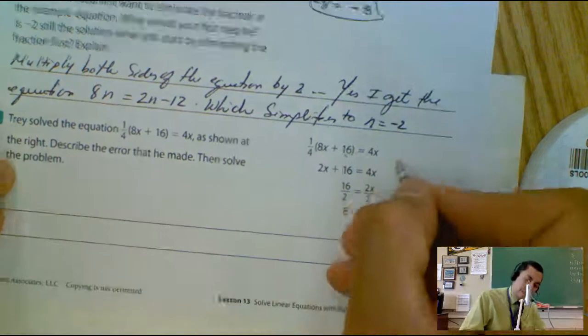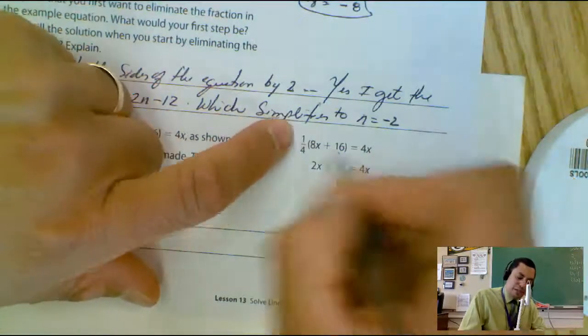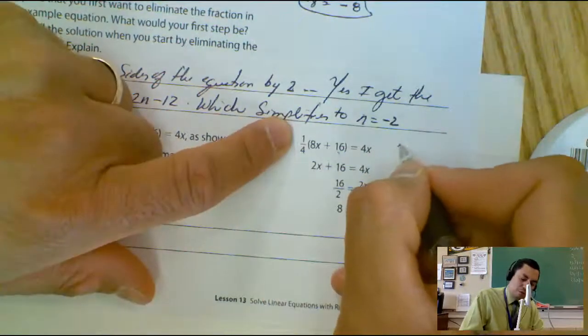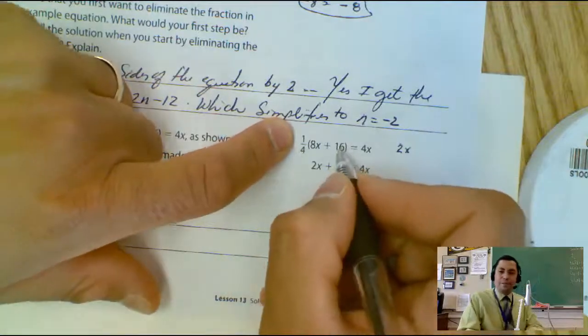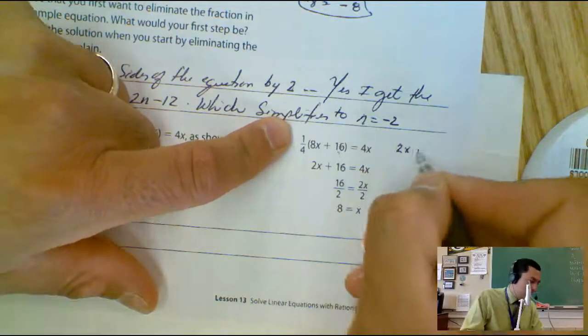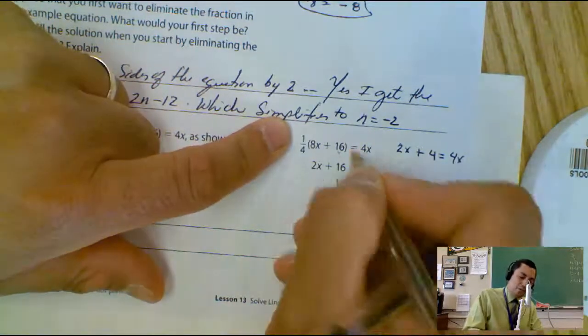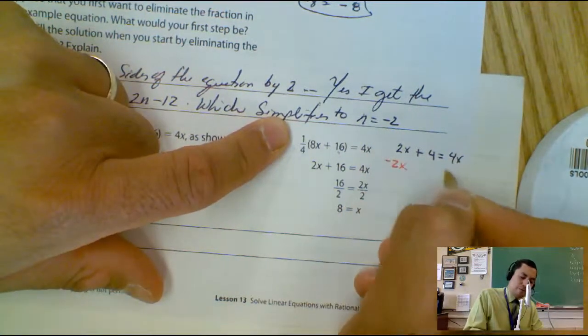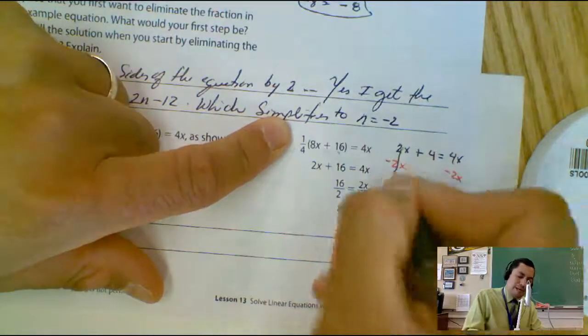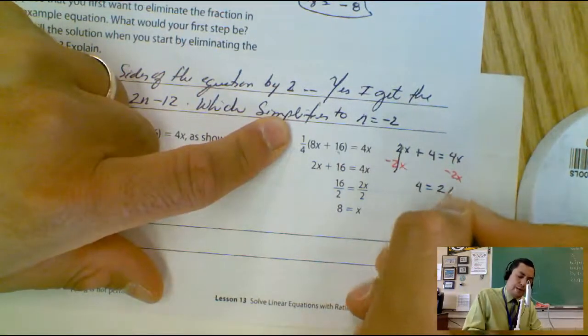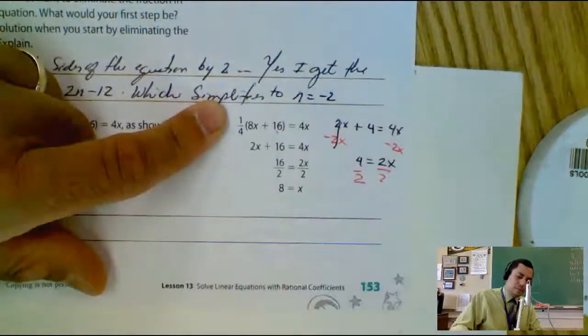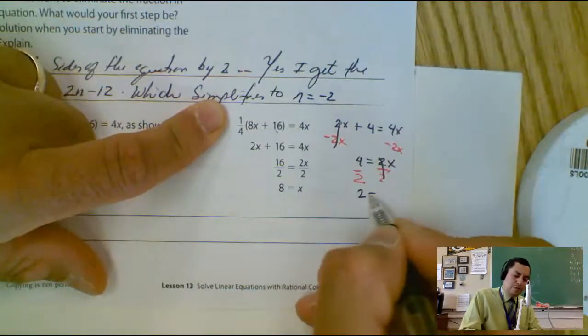So let's correct that problem. 1/4 times 8x is equal to 2x. 1/4 times 16 is equal to 4, so 2x plus 4 equals 4x. Then minus 2x, so I get 4 equals 2x. Then we divide by 2, so we have 2 equals x.